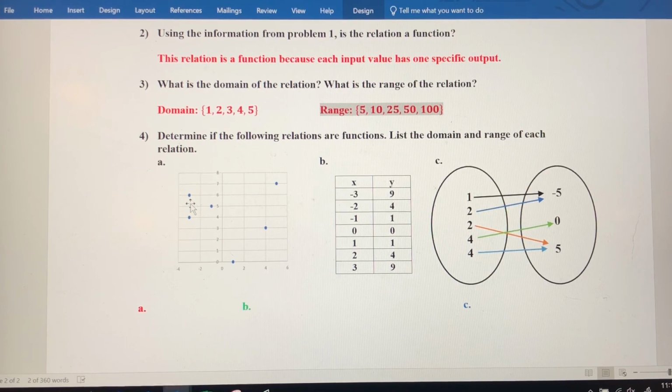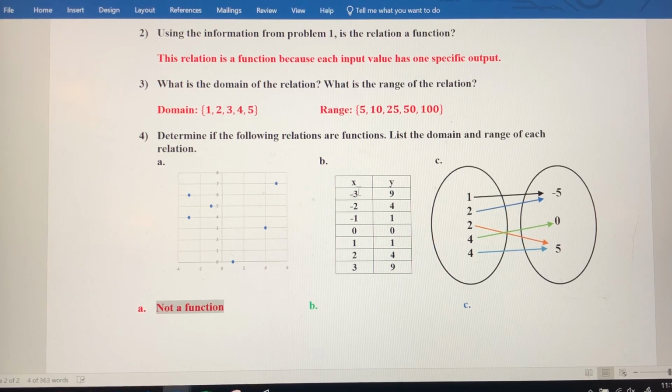So in part A here, we've got a graph. These 2 ordered pairs both have the same x value. X here is -3. So the input value -3, remember x is the input value, has an output of 4 and an output of 6. It doesn't matter what's going on with the other points because here at x equals -3, we've got 2 different y values. So one input has multiple outputs. That means this is not a function.